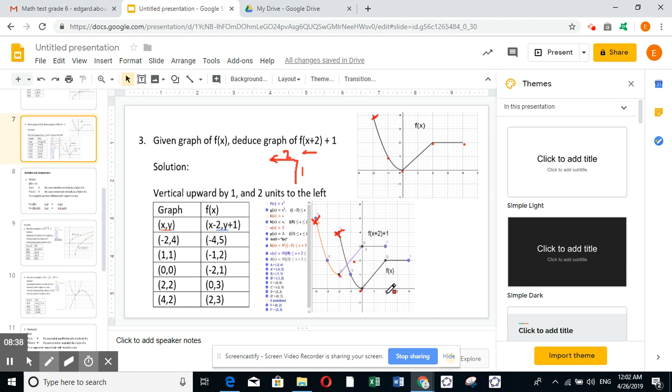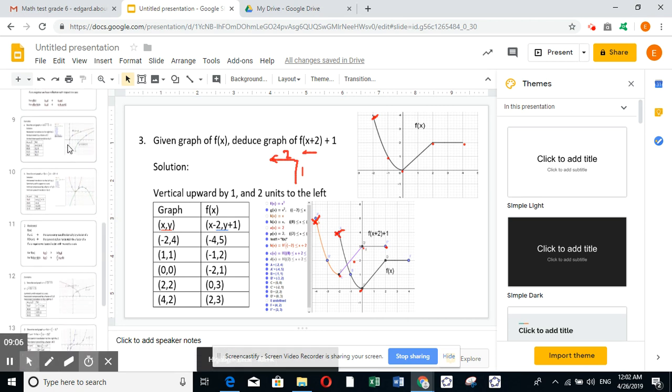2, 2, which is here, its image will be, if you replace x by 2 and y by 2, 0, 3. And the last one, you have 4, 2. If you replace x by 4, 4 minus 2 is 2, and y by 2, 2 plus 1 is 3. The image of that point is that point. So what did we do? We translated 2 units to the left and 1 unit up for every point.